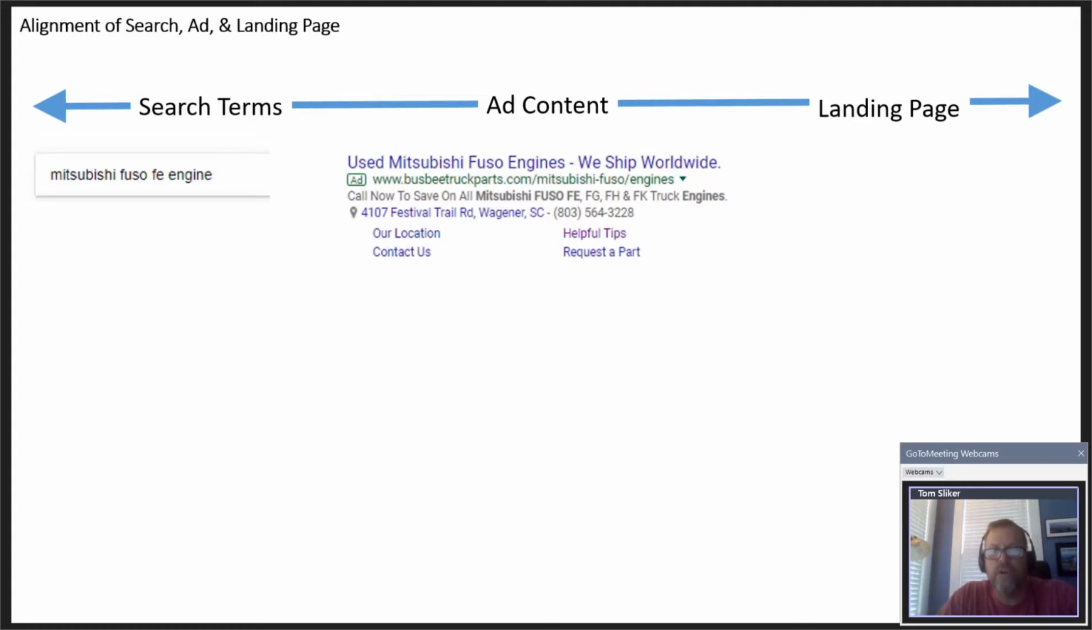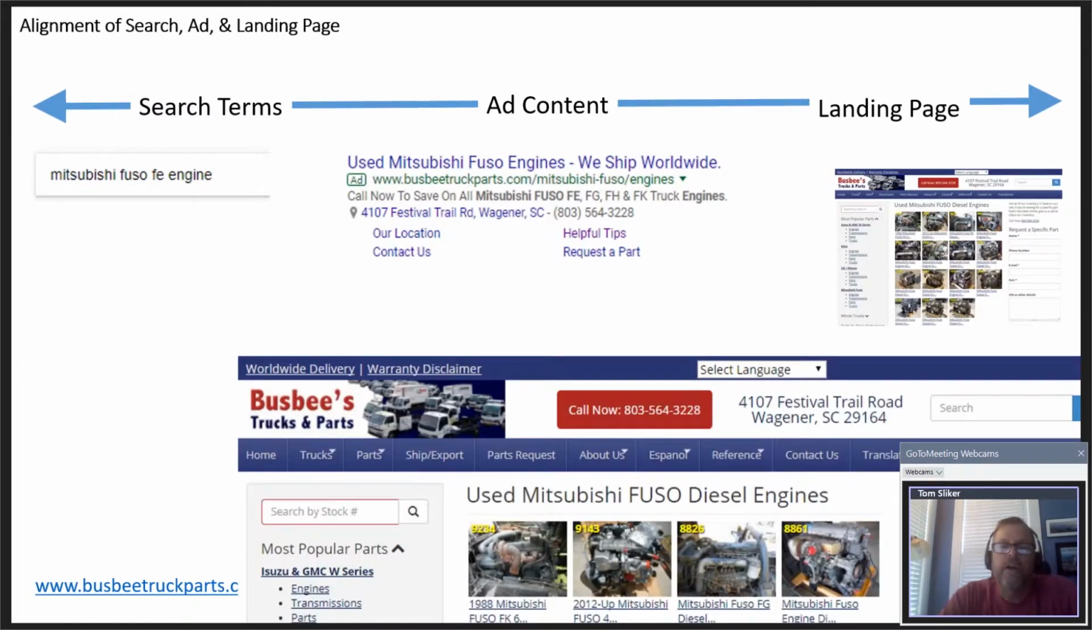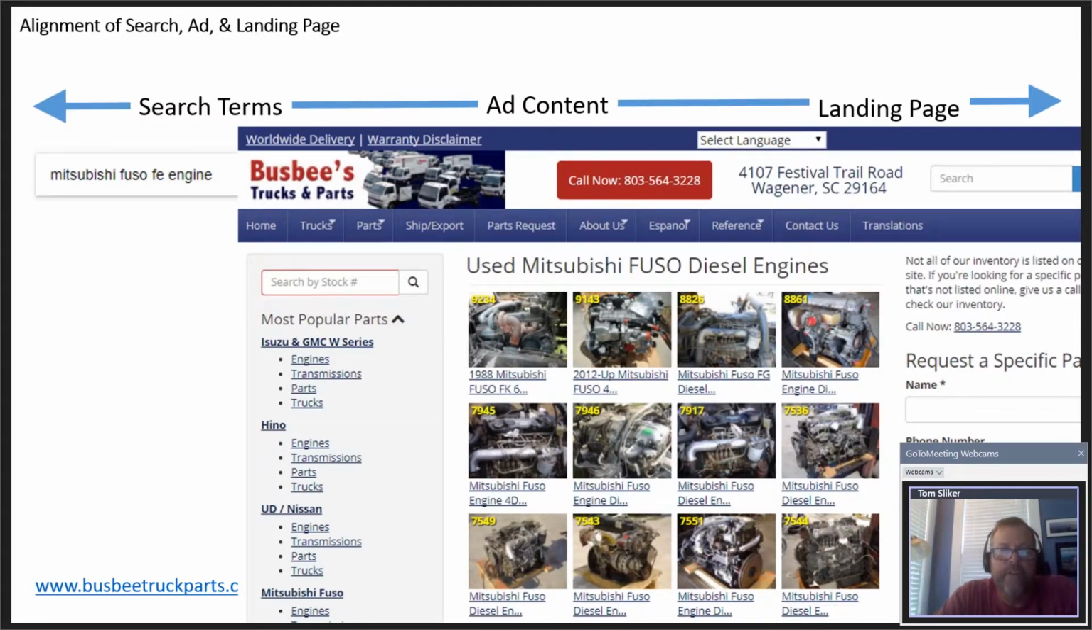So that's why Marge was talking about click-through rates going up and the cost per click typically going down, because Google wants the best performing ad at the top of the page. We're going to bid just enough to be considered, but if we're the best ad for the job, Google will put us at the top of the list, even for a lower rate. So we want an alignment between our search terms, our advertisement, the content of our ad, and our landing page. This is an example of a landing page specifically for Mitsubishi Fuso engines.